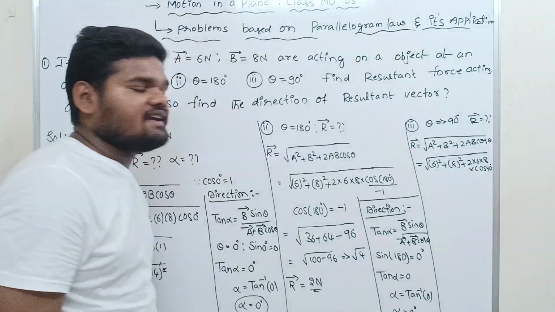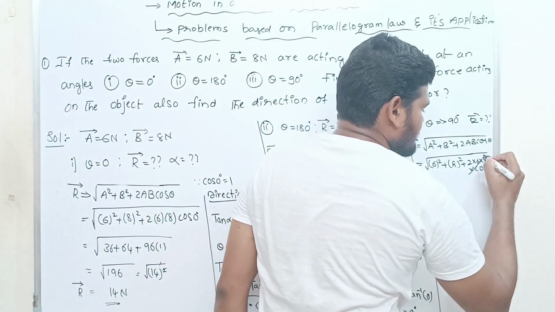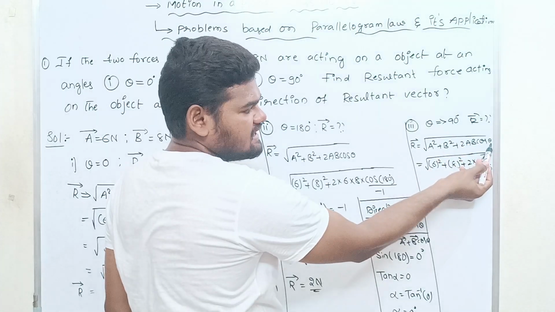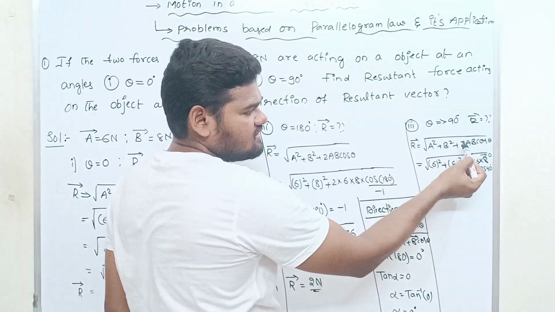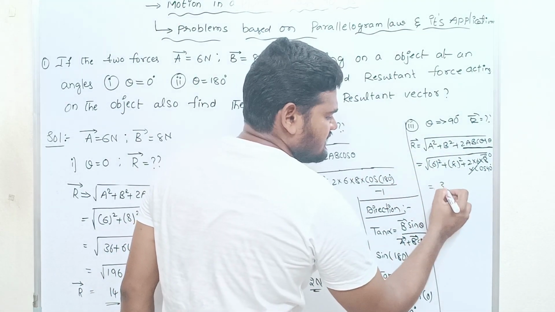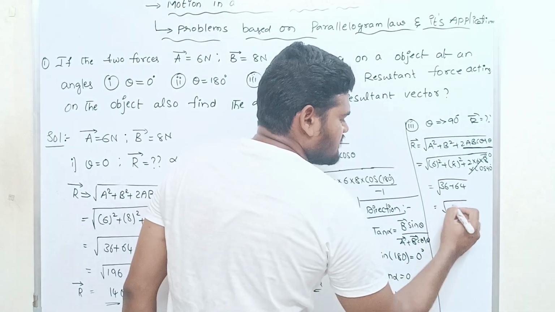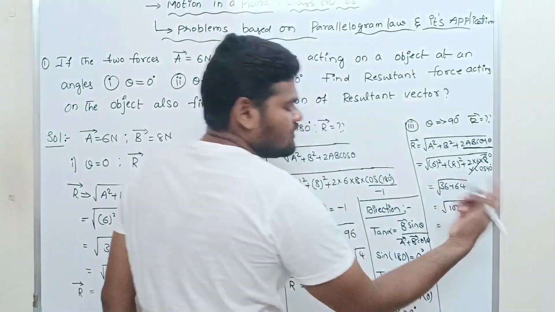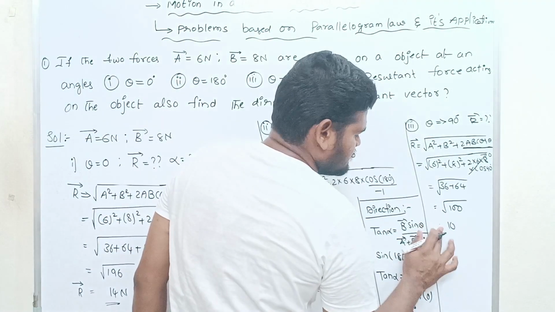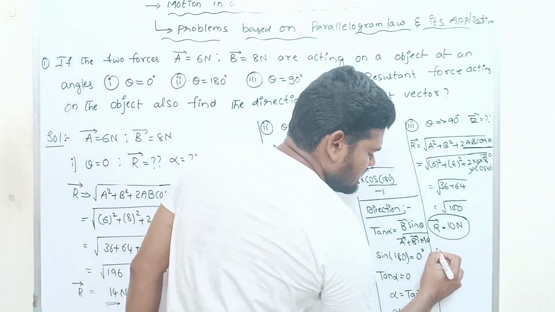What is the value of cos 90? The value of cos 90 is 0, right? So 0 into something 0, this total term becomes 0. Are you getting? Theta is equals to 90 degrees, cos 90 is 0. 0 into something 0. So overall this term becomes 0. So only we have 6 square 36 plus 8 square 64 under root. So that is equals to root over 64 plus 36, 100. Root over 100. What is the value of root 100? 10. Okay. So 10. So r bar is equals to how much, ma? 10 newtons. And we have to find the direction.